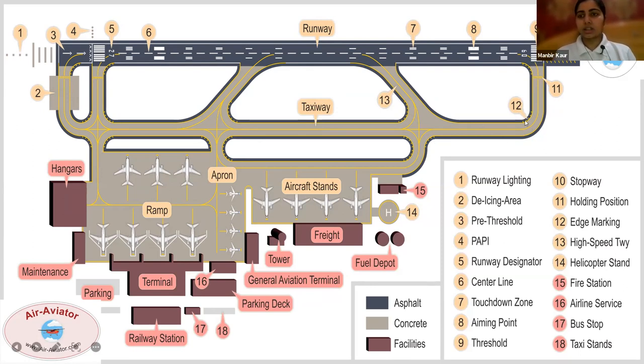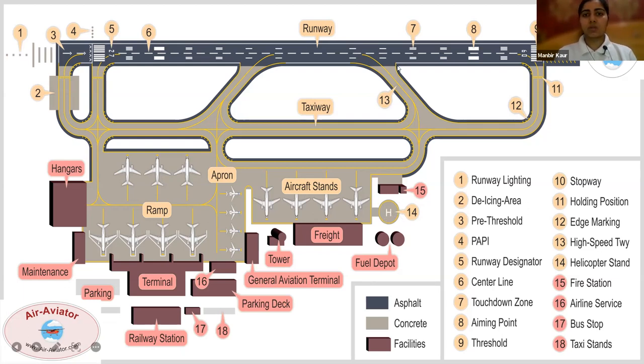Then 12 is the edge marking, like these turns. So it is to be mentioned that these are the edge markings. So 12 is the edge marking. So 13 is the high speed, like here you can see it is the taxiway. So this is actually the high speed. Then 14 here is the helicopter stand, this one. So this is the helicopter stand.